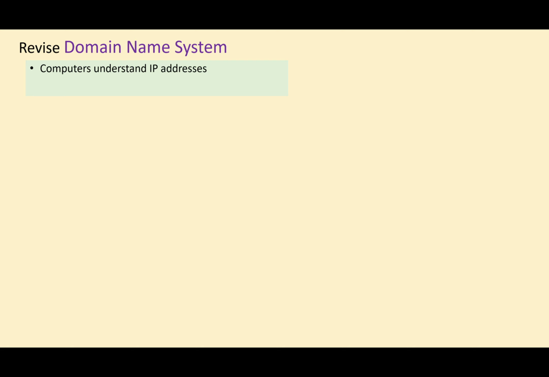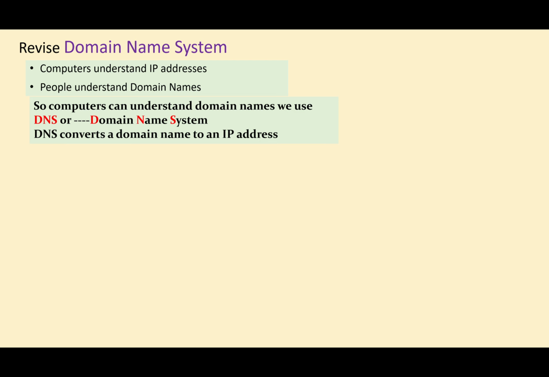So we know that computers need to use IP addresses to communicate with one another, so that's sets of numbers. And we know that if a human wants to access a resource on the internet, then they will type in a domain name, because it's much easier for us to remember the domain name for Google than the IP address for Google. But the computer doesn't understand the domain name. So we use DNS, or the domain name system, and all DNS really does is convert the domain name that we type in into an IP address.